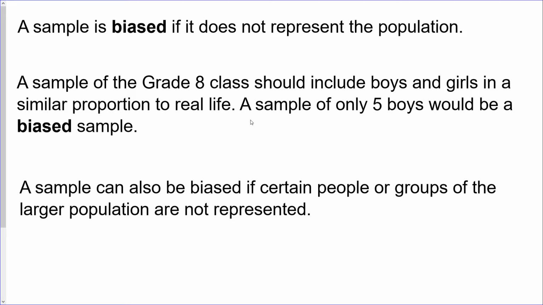So an example here, a sample of the grade 8 class should include boys and girls in a similar proportion to real life, but a sample of only 5 boys would be a biased sample, so it would not represent all of the grade 8s if I only picked 5 boys. A sample can also be biased if certain people or groups of the larger population are not represented. So that's kind of done in that example there, but it can come up in other ways in real world examples.